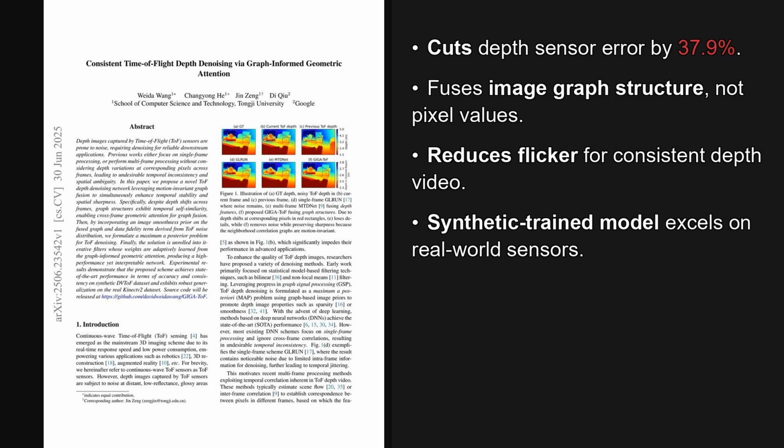So to wrap things up, the key insight of this work is really elegant. Instead of just blending depth values from different frames, which gets messy when things move, GIGA-ToF focuses on the underlying graph structure, that network map of pixel relationships, which stays consistent. This approach, which is mathematically grounded in a method called maximum a posteriori estimation to find the most probable clean image, allows the model to dramatically reduce both errors and that annoying flicker between frames. The results really speak for themselves.